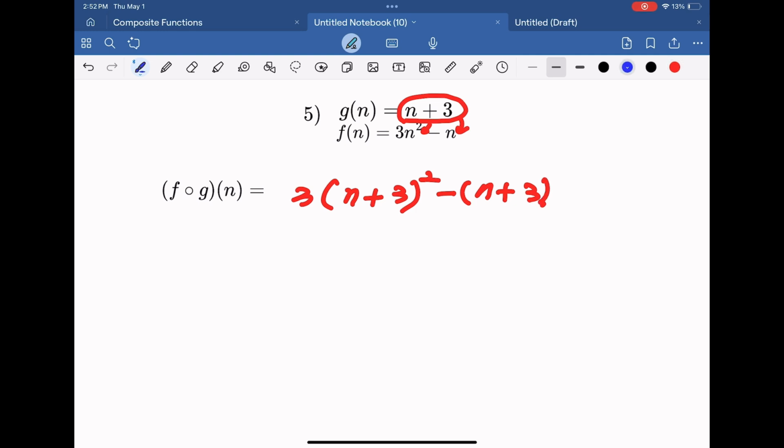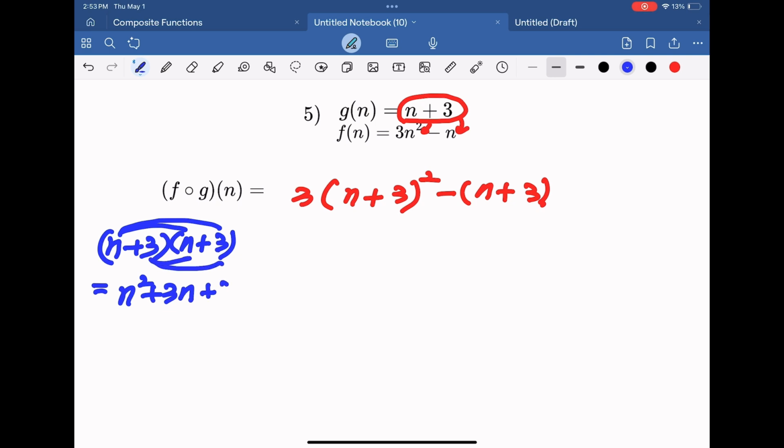I'm going to find out what (n plus 3) squared is on the side. n plus 3 times n plus 3. n times n is n squared, n times 3 is 3n. 3 times n is 3n, 3 times 3 is 9. So n squared plus 6n plus 9.